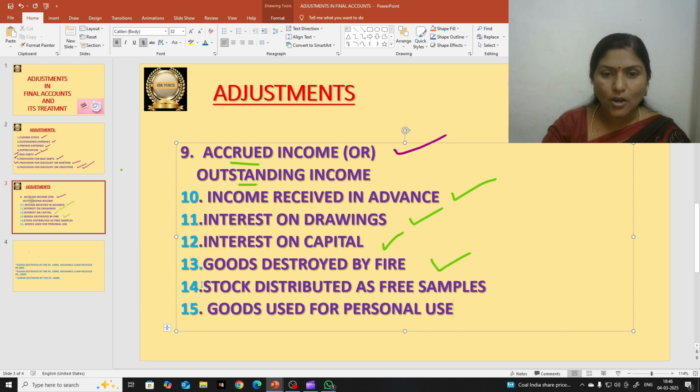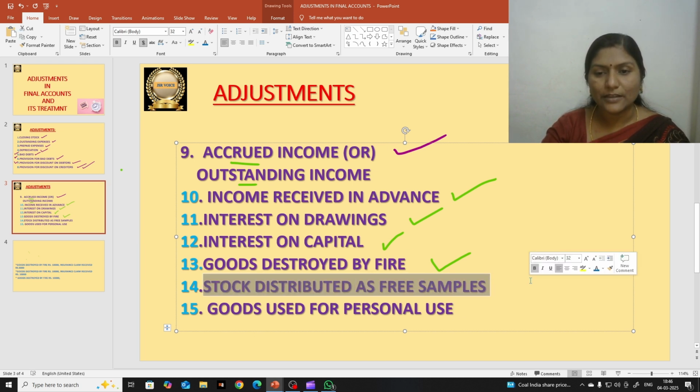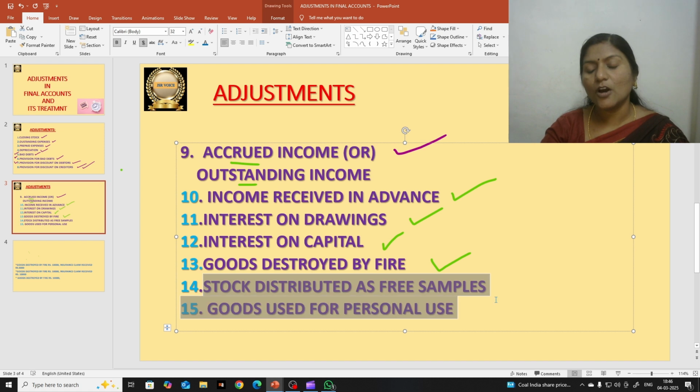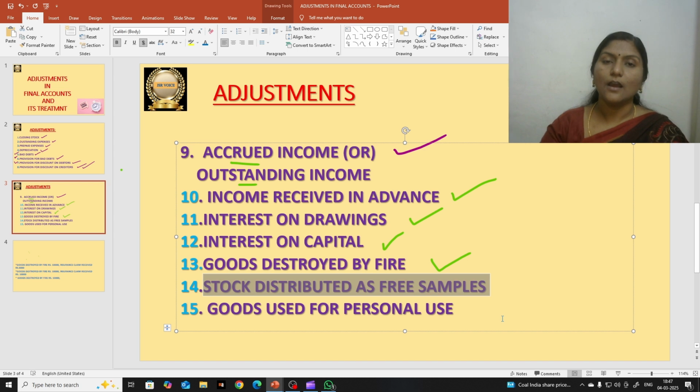This one, stock distributed as free samples. I forgot to discuss this. Stock distributed as free samples. Whenever any stock is distributed as free samples, okay, how to deal with that in the final accounts? So first you have to go to trading account. Okay, you deduct this from purchases. First time you deduct from purchases. Second time go to profit and loss account and write on the debit side of profit and loss account to goods distributed or stock distributed as free samples. Okay, so you don't record in the balance sheet. So this is one case where we are not going to write second time in the balance sheet.